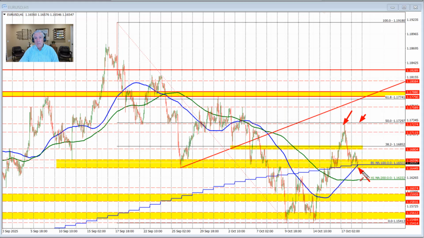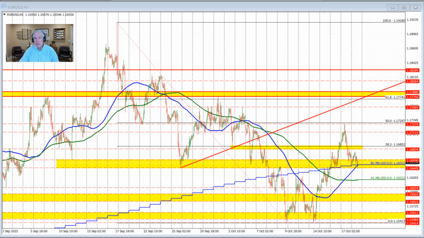If we do break below this 1.16449 level, then we obviously look for the 200-hour moving average. It's the green line in this chart. Get below that level, and things are looking more toward another test of the lows that we saw last week and the week before. Those formed a double bottom down here near the 1.15413 level. You can see that right through there.